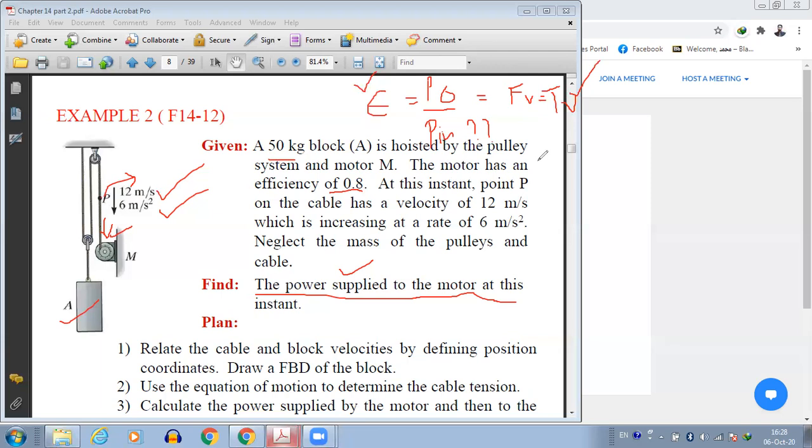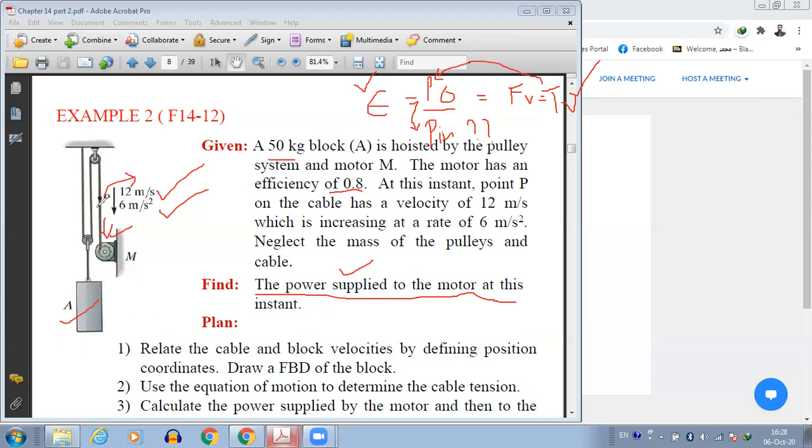Now, if we know the tension in the rope, we will find what is the output power. If we know the output power, we will find what is the input power. But we don't know the tension in the rope. Now, how can we find the tension in the rope?